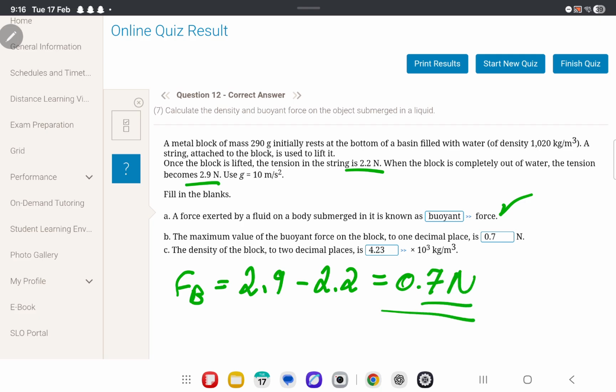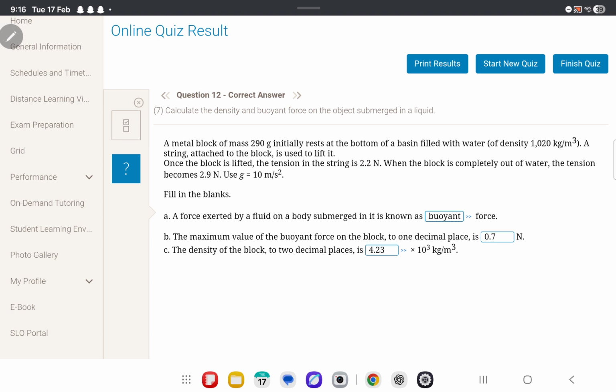It's what we know as the apparent weight, and you can go deriving it using Newton's laws, but just subtract these values. Now, the density of the block, how do you find it? First, you know that density is mass over volume, right? You have the mass of the block, but what you don't have is the volume.